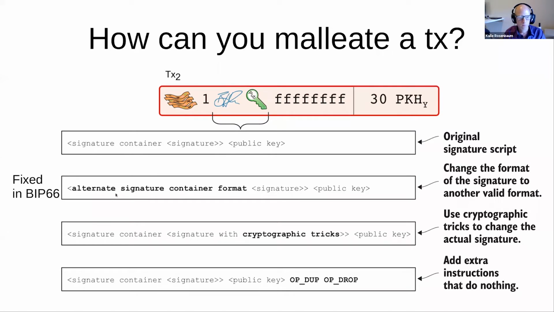Okay, but this way of doing transaction malleability is actually already fixed. This is fixed in something called BIP66. I haven't talked much about BIPs, maybe. BIPs are Bitcoin Improvement Proposals, and it's the way to move Bitcoin development forward. The BIPs are specifications or proposals for changes in Bitcoin Core, and well, not only in Bitcoin Core, but in Bitcoin in general.